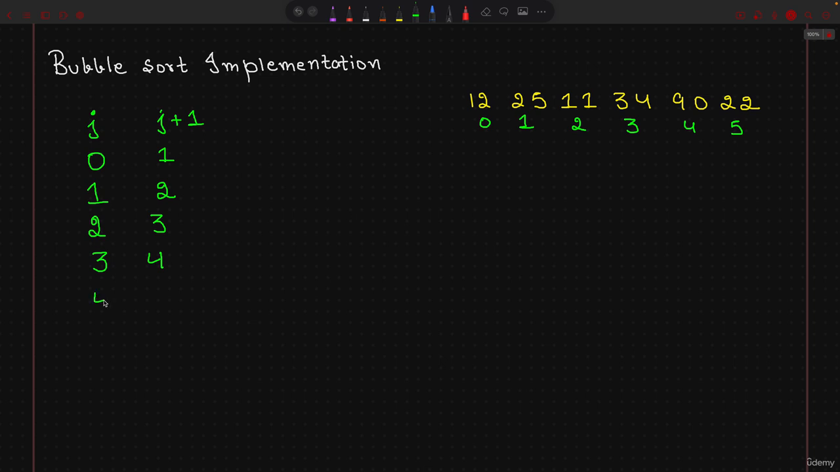And when I'm on 4, this is 5. So this is the comparison when I'm on 4 and 5. Now let's say it is 5 and 6. But I think there is a problem.